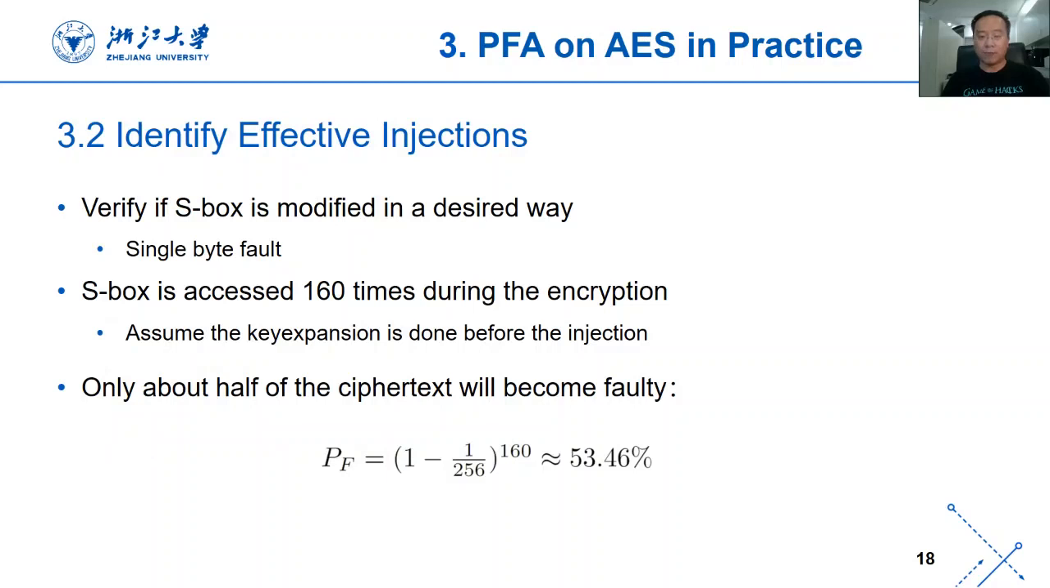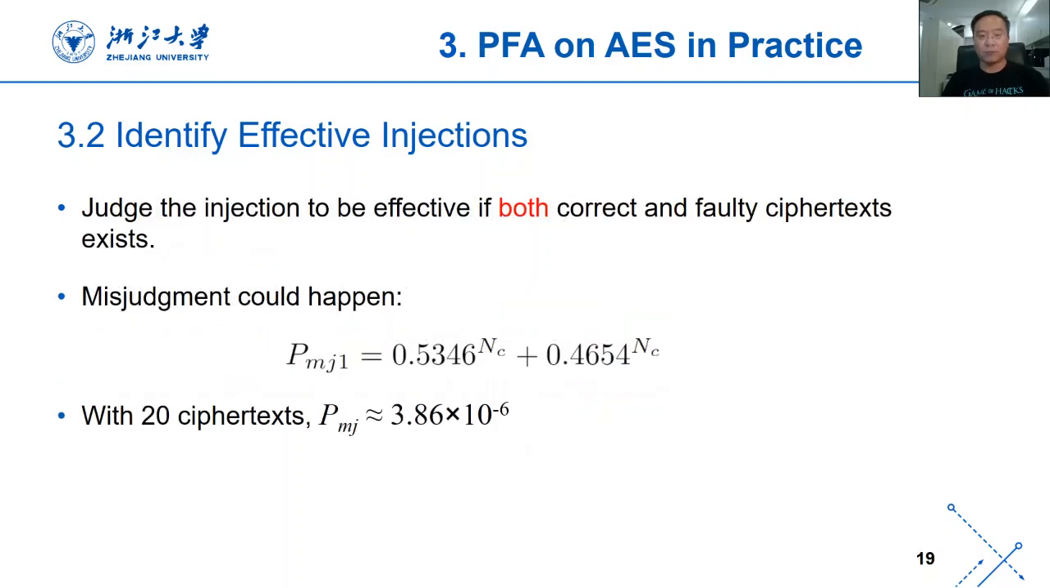So how to identify the effective injections? For AES, the S-box is accessed 160 times during the encryption. With a faulty S-box, the probability for a ciphertext to become the faulty value is calculated to be 53%. That means, if our injection is effective, about half of the ciphertexts will become the faulty value. However, the principle we use to judge an injection to be effective is whether both correct and faulty ciphertexts exist. This is the key point. We do not require the ratio to be 53%. There could be some misjudgment, and we find that with 20 ciphertexts, this misjudgment rate will become very, very small.